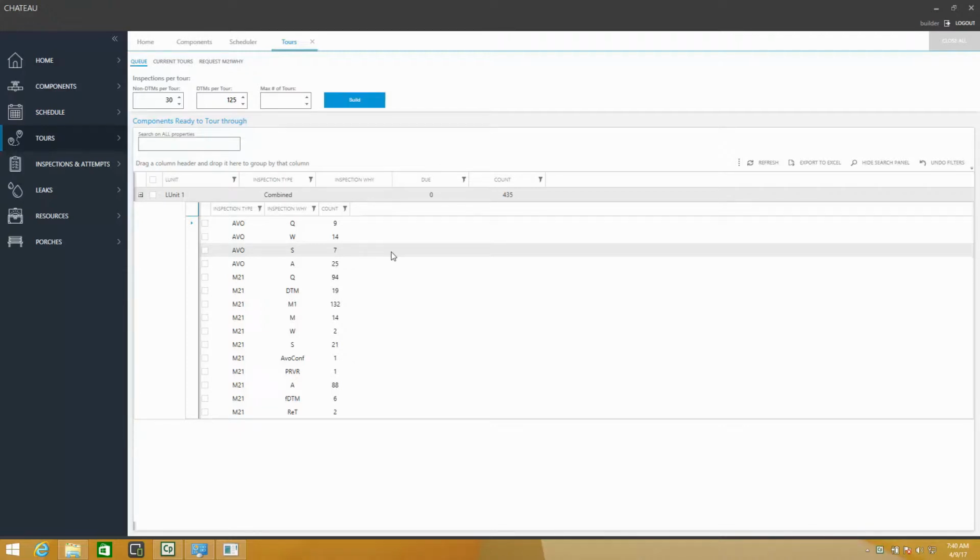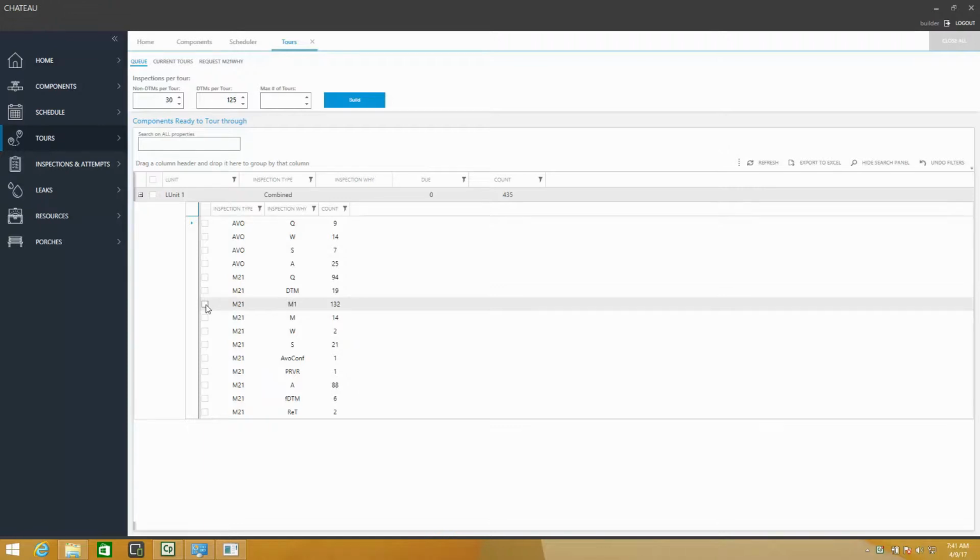We're talking about tours, and we're talking about how Chateau has been specifically designed to help maximize the effectiveness of the way you organize your components into tours to place them into handhelds. Let's look at another important feature. We call it Detector-specific tours.